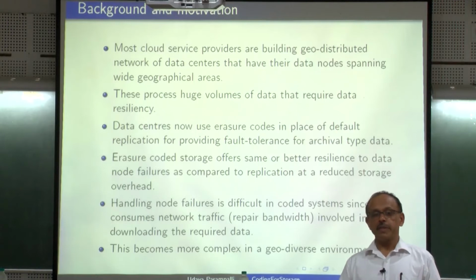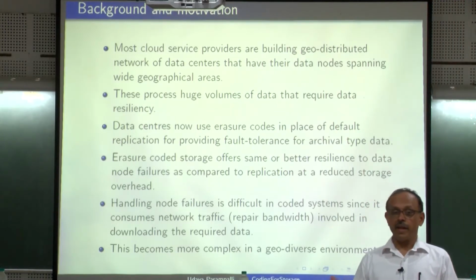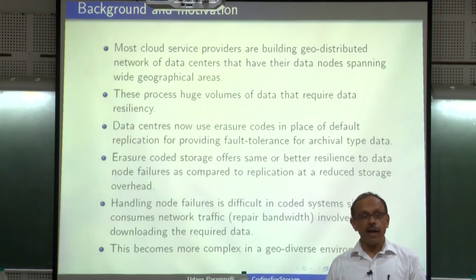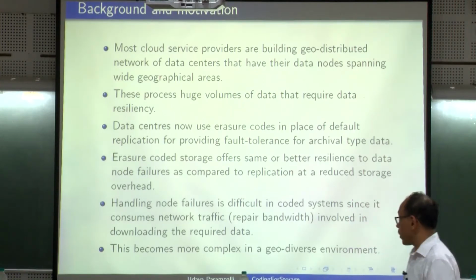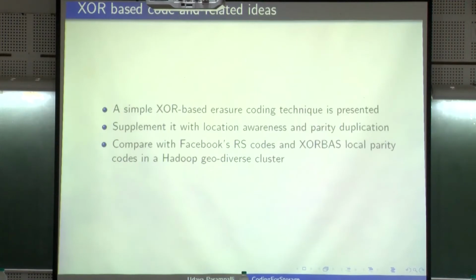What we focus on is when we have a general purpose cloud infrastructure available to us and we build a system like Hadoop, what other interesting codes could you use, and how can you improve the performance in such a geo-diverse environment. We focus mainly on node failures, and the important metrics that we address are the delay, the disk IO and the bandwidth.